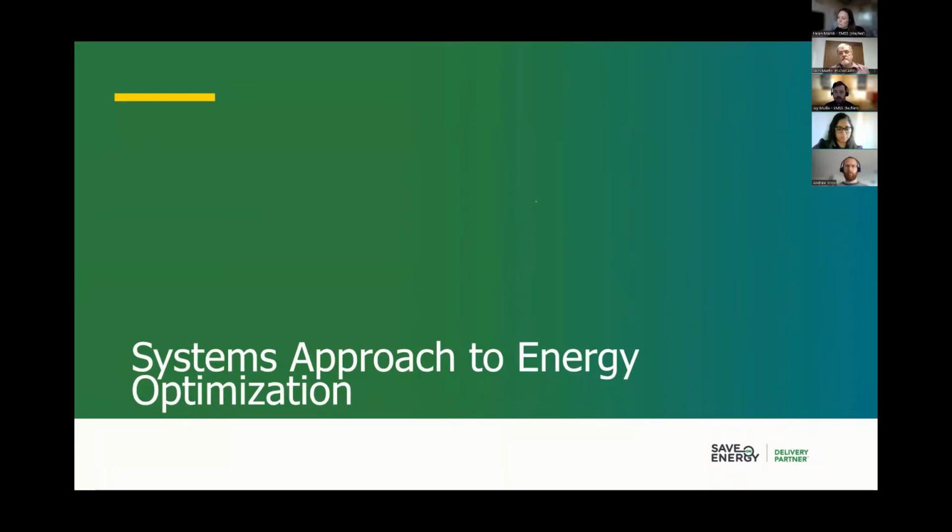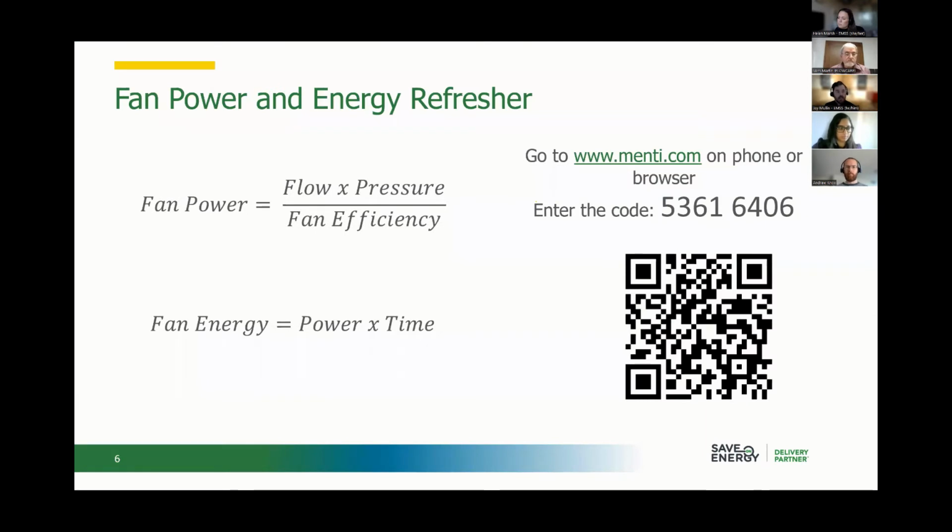And getting into a little bit of what that means, when it really comes down to it, it's focusing on fan power and energy. So we did send out a pre-work, a quick 3-page document with a little bit of background information. So we're going to start with a quick quiz, because we know that's what everyone wants to be doing on a Tuesday morning. A quick quiz to refresh some of the information that was in that and make sure that everyone's on the same page with some of that foundational knowledge.